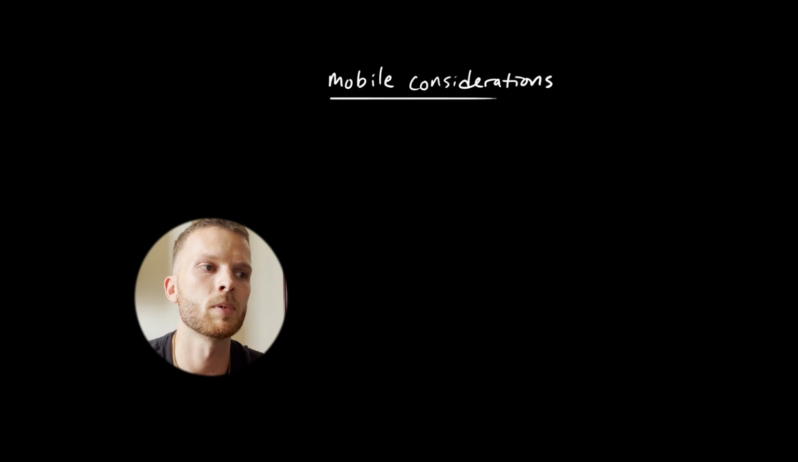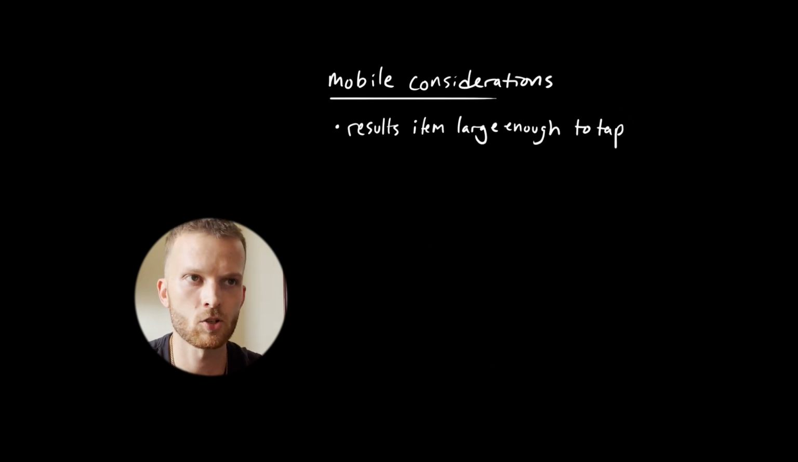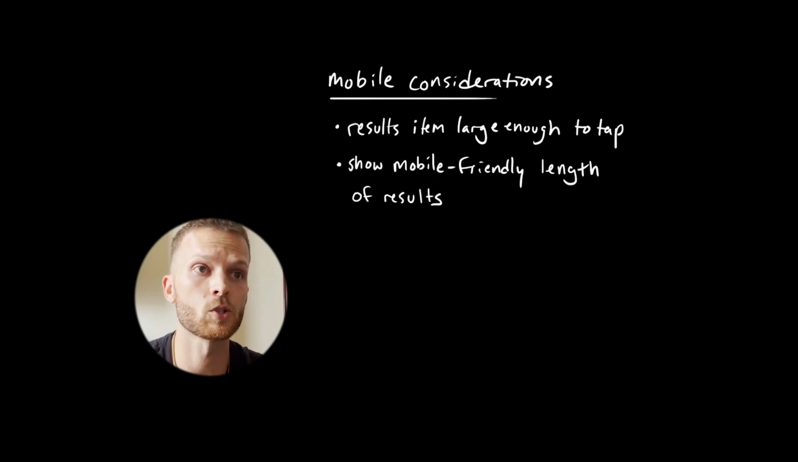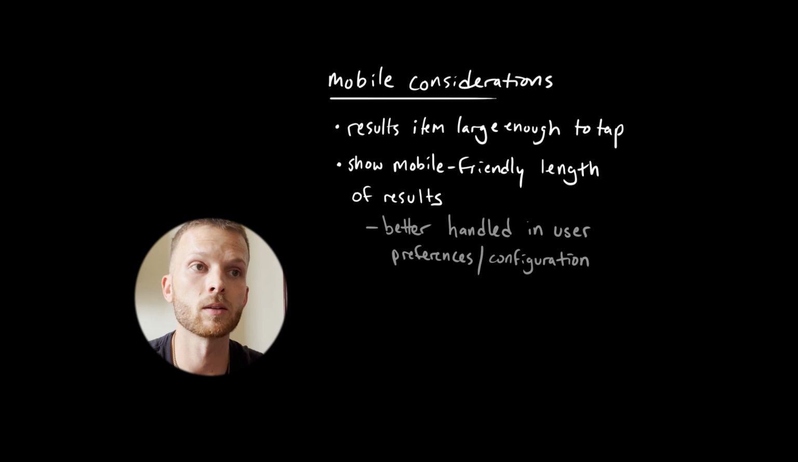So how can we make this a bit more mobile friendly? Let's make sure each result item is large enough to be tapped on in a mobile view. We can also potentially show a different number of results depending on whether the user is on mobile or desktop or somewhere in between. However, as a practice, this is usually better left as an option that we give to the user in their preferences.